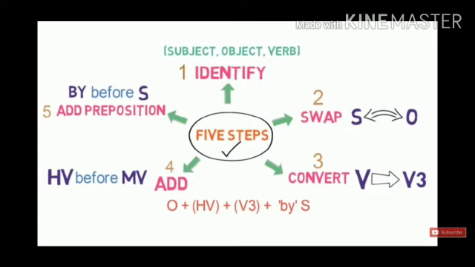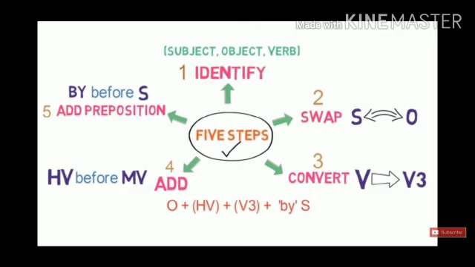Fourth, add a proper helping verb before the main verb. Helping verb means be verb, for example, am, is, are, was, were. And the fifth one is to add the preposition by before the subject. And then we come to know the sentence structure of passive voice, that is object plus helping verb plus verb 3, the third form of the verb, past participle, plus by, the preposition, plus subject.